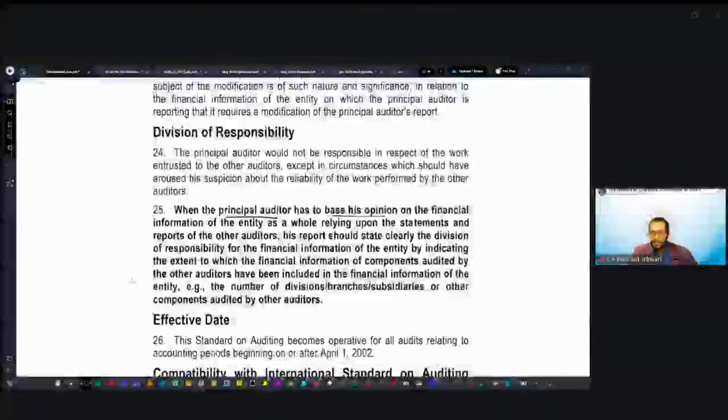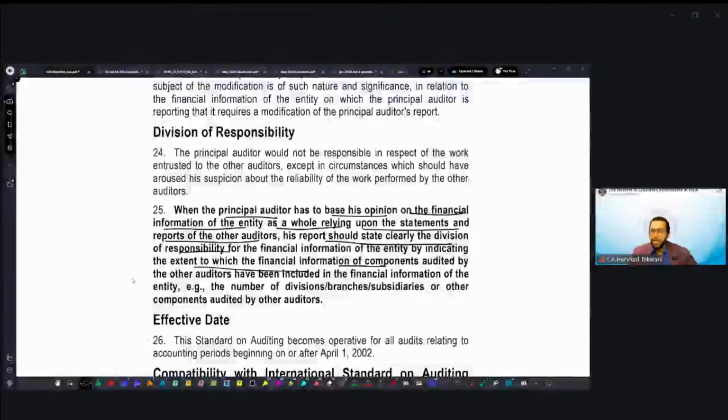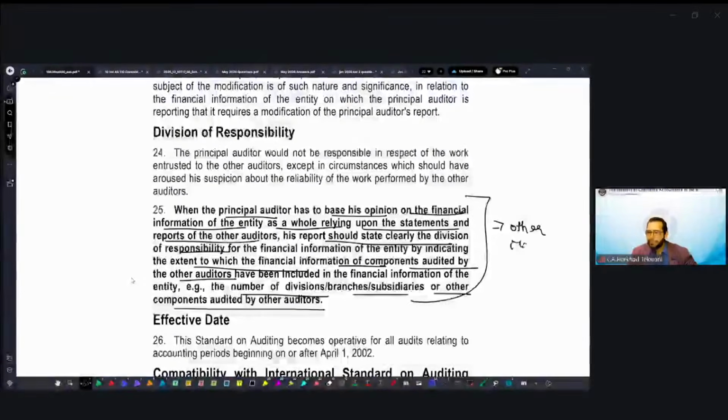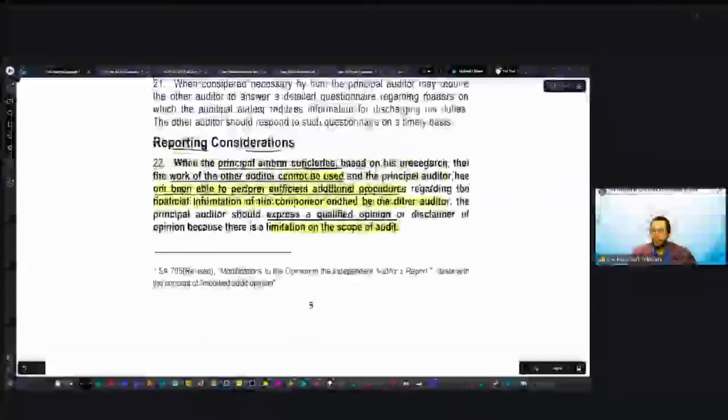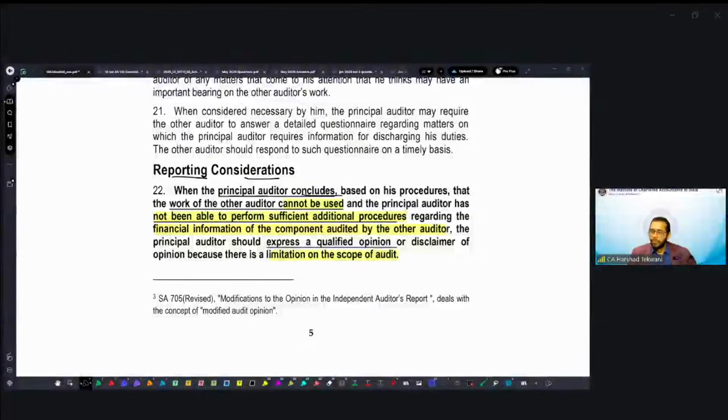Plus there is an additional responsibility of reporting, that the principal auditor has to base his opinion on the financial statement of the entity as a whole by relying upon the statements and reports of other auditors. He should clearly state the division of responsibility, the extent to which the financial information of the components has been audited by other auditors, like the number of divisions, branches, subsidiaries, or other components audited by other auditors. This is nothing but the other matter paragraph we are seeing. Division of the responsibility is there in your SA 600. Clear? Any doubt till now?